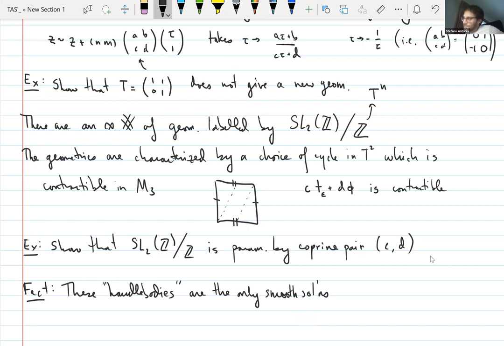So such geometries, where you specify a three-manifold by taking a surface and filling in the surface, are known as handlebodies. And it's a fact that the handlebodies that I've described above, namely this family of geometries parameterized by c and d, are the only smooth solutions of general relativity whose boundary is a torus. Good.